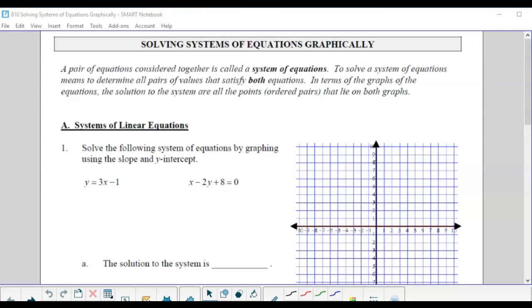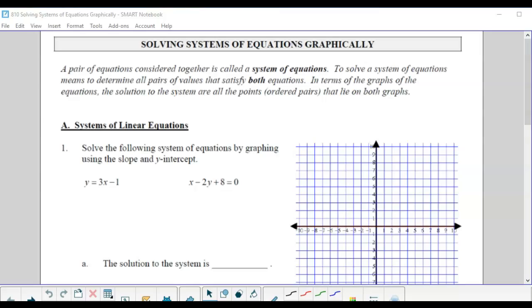So really, in this course, we're just going to look at two equations, so a pair, but if you continue on in IB in the higher level, we'll look at systems of three equations. Okay, so let's take a look.